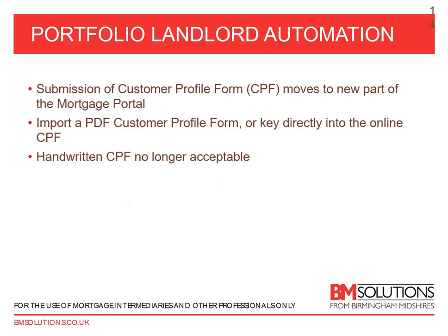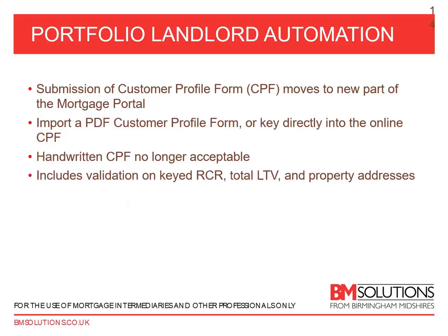We don't get that many, but the ones which we do are largely unreadable. It just causes massive delays, so it's not something which you want. It's not something which we want. As I've said, there's validation on the rental cover ratio and LTV, and also on property addresses as well. So if any mistakes were made on postcodes or just any of the address format, the validation is run for you prior to submission, so that when we receive the customer profile form, everything is accurate, and we can actually underwrite the application a hell of a lot quicker.